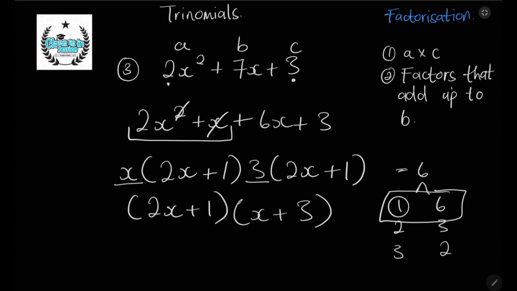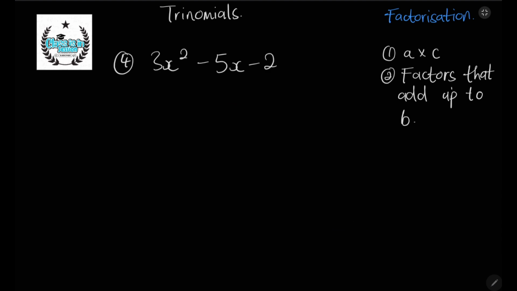Let's move to the fourth example. Number 4, we have 3x squared minus 5x minus 2. What's the first step? You have to multiply a with c. So it's 3 times negative 2. This should give you a negative 6. So you have to find factors of negative 6 that add up to b, which is negative 5. Let's try to find the factors. You have negative 6 divided by 1, which is negative 6. Negative 6 divided by 2, you have a negative 3. Negative 6 divided by 3, you have a negative 2.